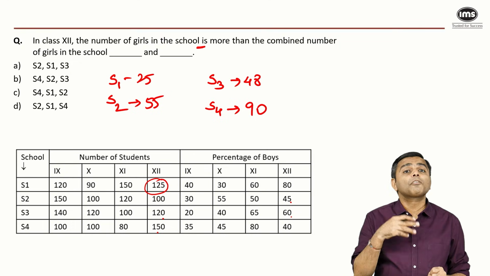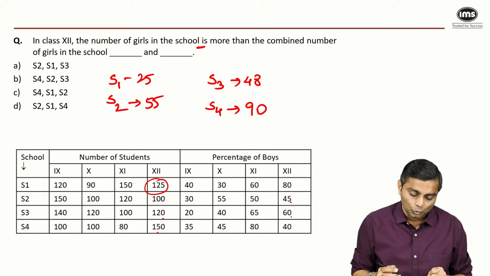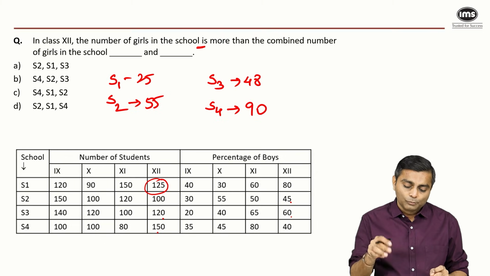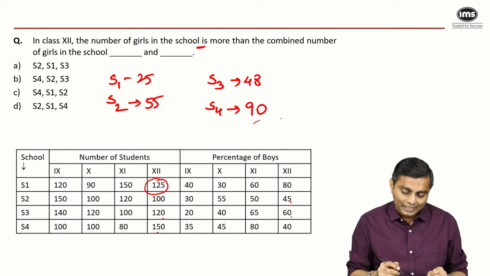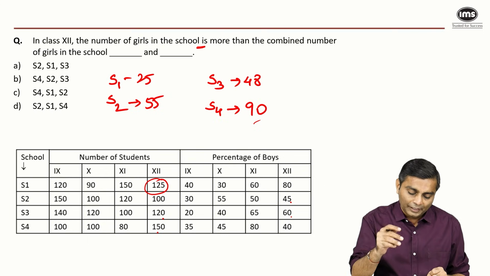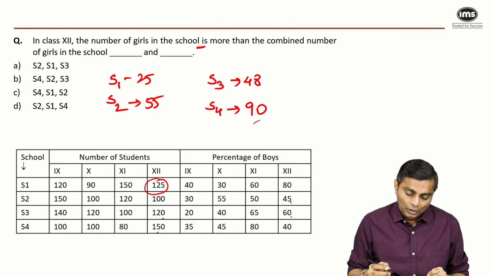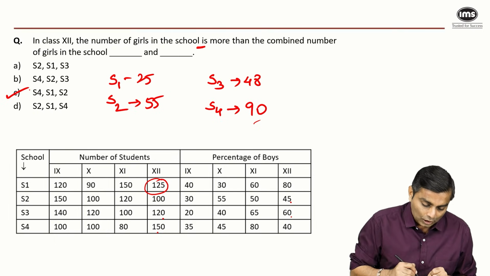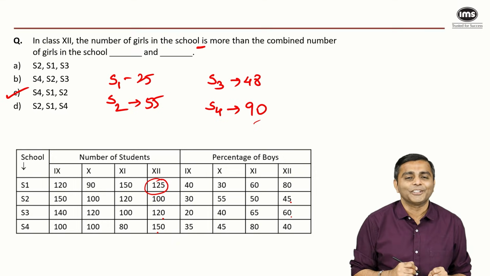So we have the number of girls in 12th across all 4 schools. We are saying which school is more than the combined number. Clearly 90 is the biggest number. So S4 should be our first part. Combined of 55 and 48 will be more than 90. So 55 and 25 should be our answer, S1 and S2. So S4, S1, S2 should be our answer. S4, S1, S2, yes. Option C is our answer here.